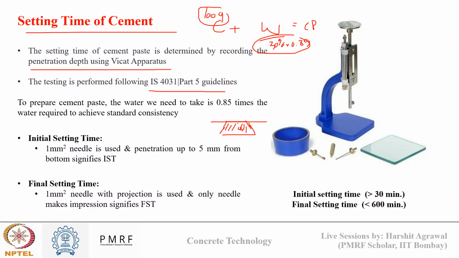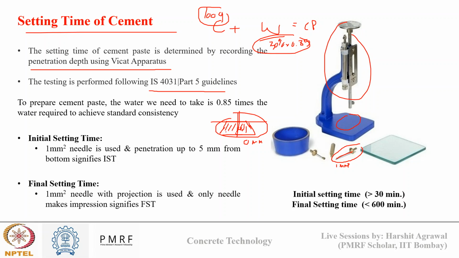Once we have prepared this assembly, we'll place it on this platform, and for initial setting time, we'll use this needle, which has a surface area of 1 mm square. We'll attach this needle to this movable rod and we will penetrate the needle through the cement paste, and record the penetration depth. Initially, when you penetrate this needle, it will penetrate till the bottom. So your penetration depth from bottom will be 0 mm.